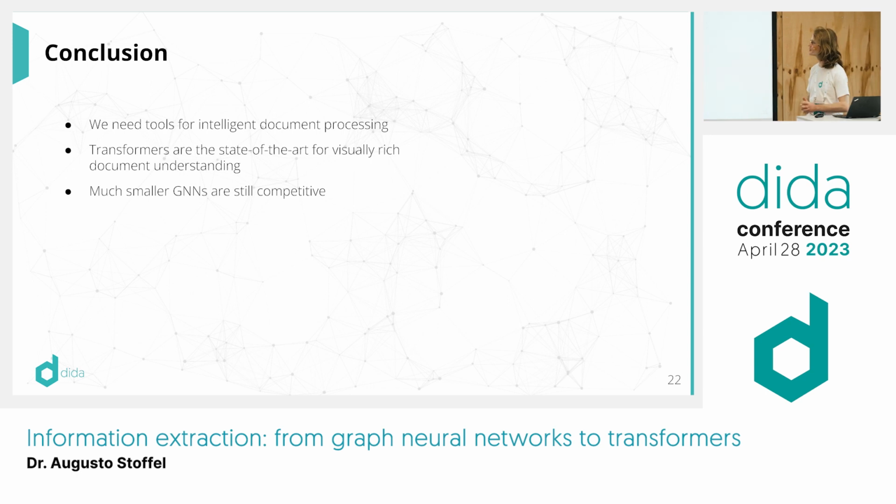So to summarize a little bit, we need tools for intelligent document processing. Transformers are the state of the art in this task, but GNNs of a much smaller size can still be competitive. So there might be places where they are a good choice. And that's it.